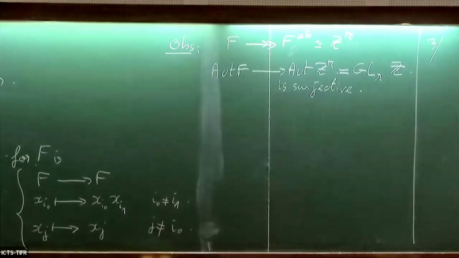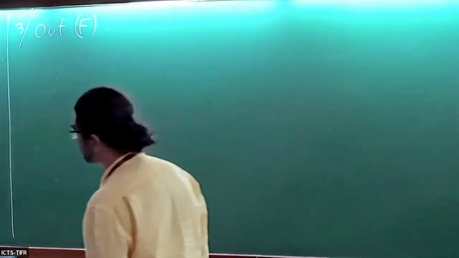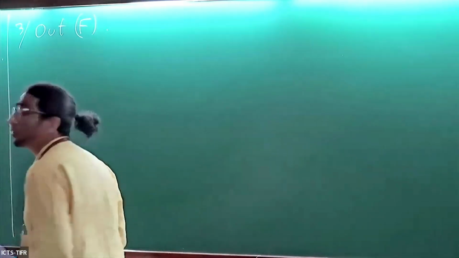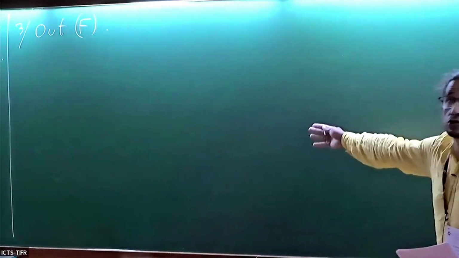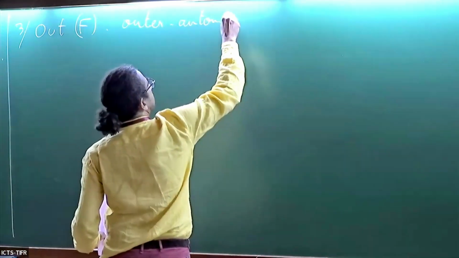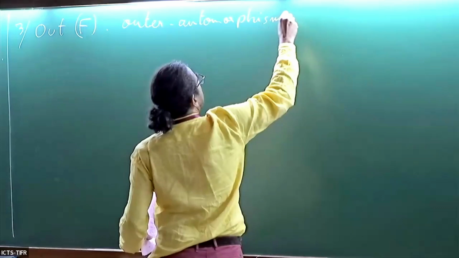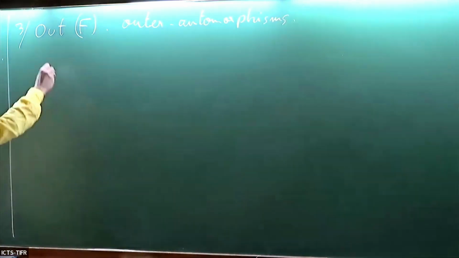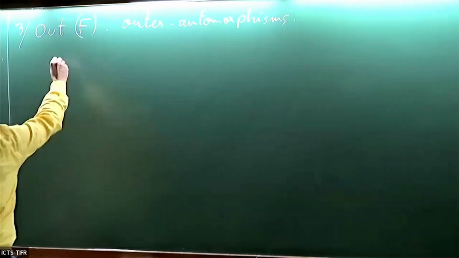Outer automorphisms. I said I will talk about automorphisms of free groups, but actually we more often talk about outer automorphisms. The definition is very simple. First, I have to recall what is an inner automorphism.